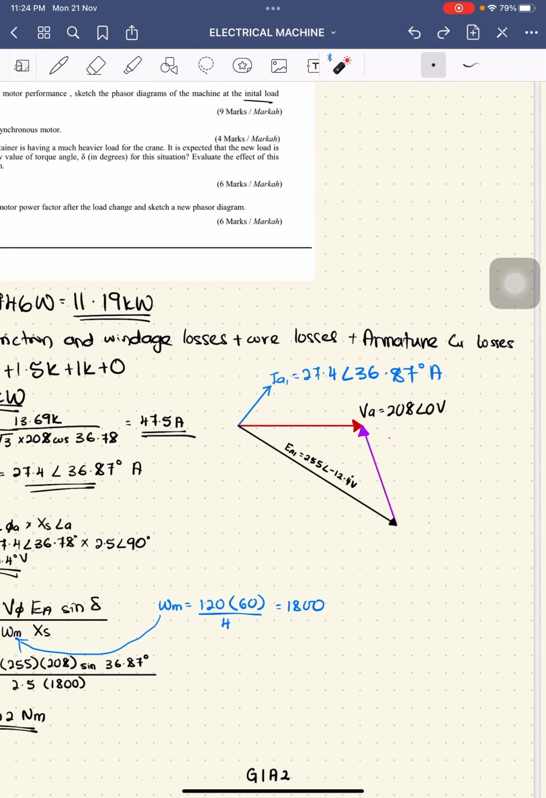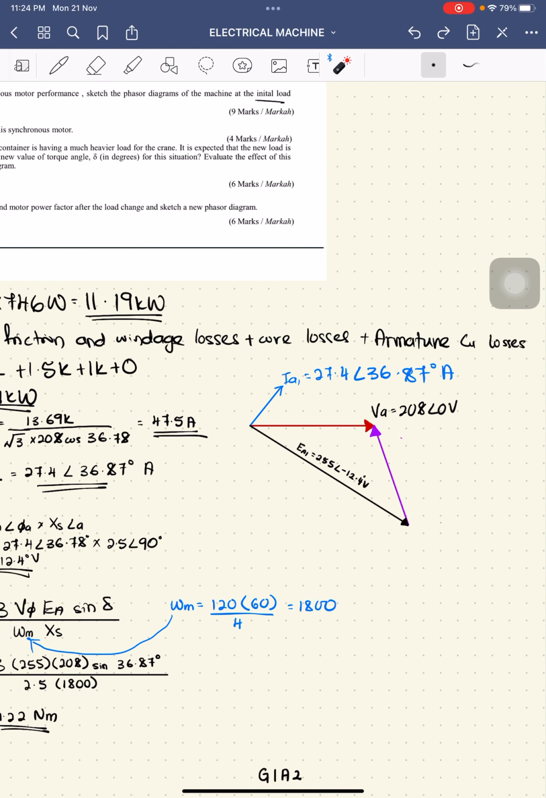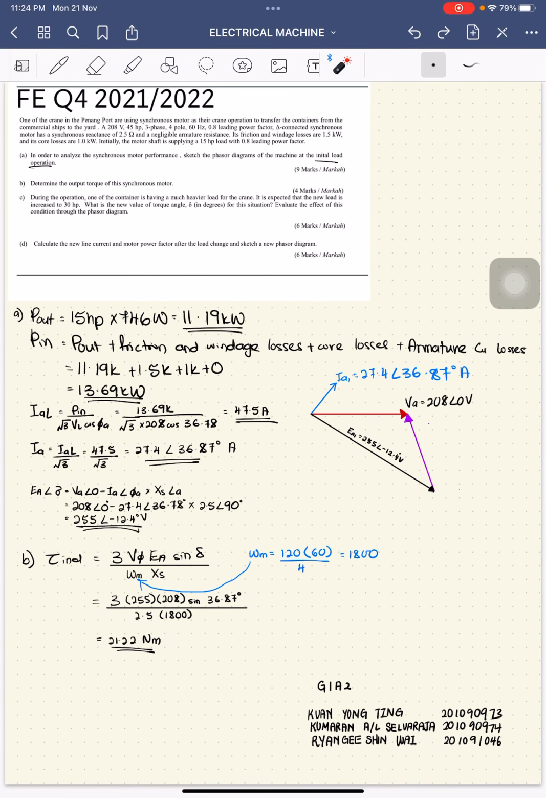This is how our phasor diagram looks like. The red line represents VA, which is 208 angle 0 volt. And then EA1 is 255 angle negative 12.4 volt. And then IA1 equals 27.4 angle 36.87 ampere. Now I'll pass to my partner, Ryan, to continue question B.